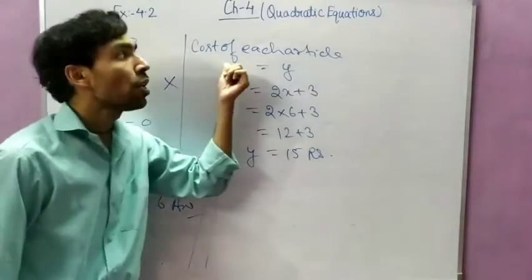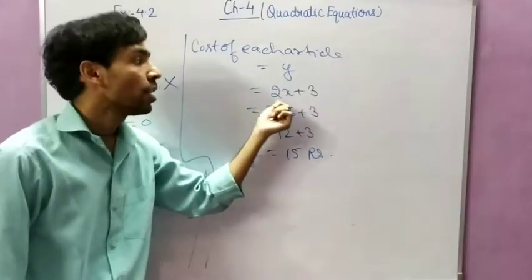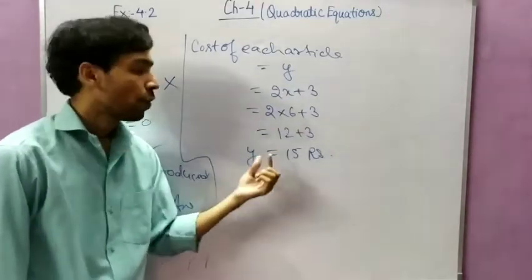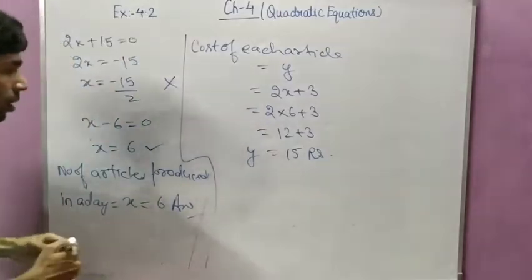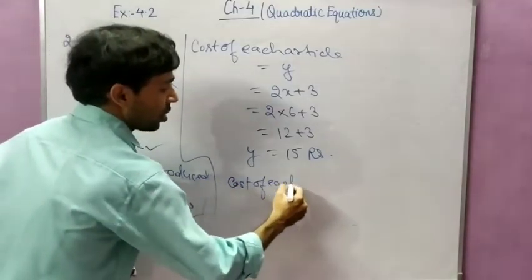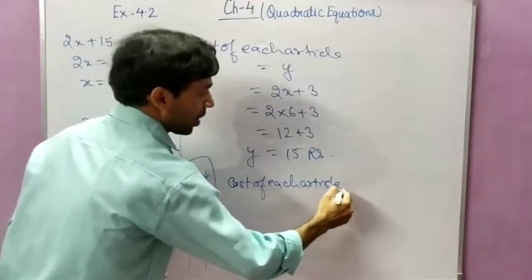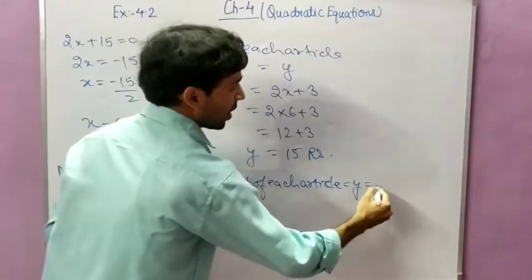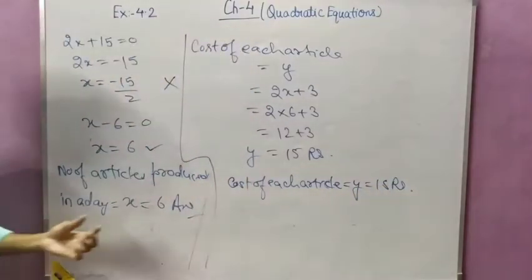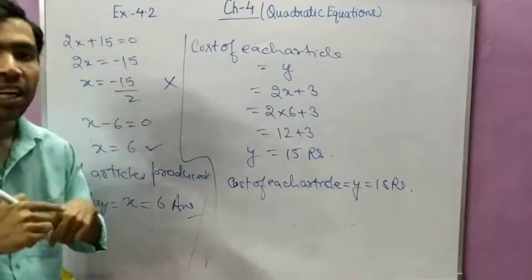Now we have to calculate the cost of each article also. So that was y, and y was equal to 2x plus 3. So 2 into 6 plus 3. So we got 15. So the cost of each article was y, and that is 15 rupees. The company produced 6 articles and the cost of each article is 15.